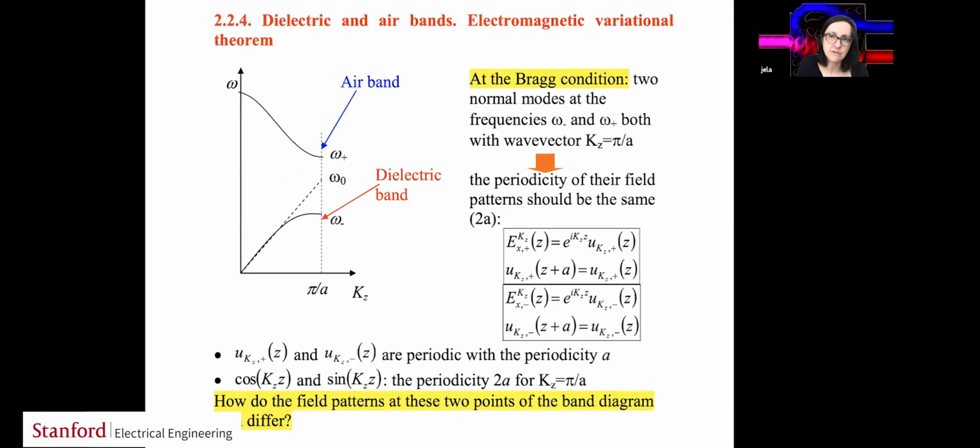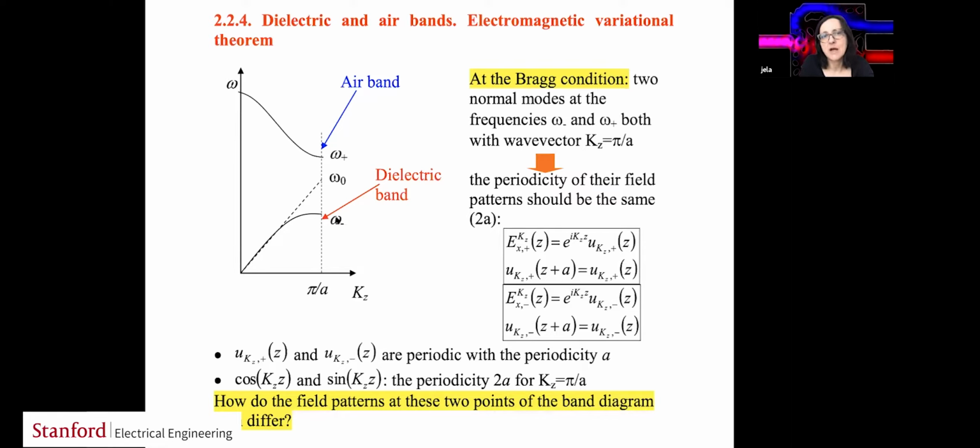And the other thing that we started at the very end of the class last time was this discussion of the dielectric and air bands. How do Bloch states differ at different points of the band diagram, because they have periodicity that is dictated by periodicity of the structure and also by the k point that they correspond to. In this particular case, we were looking into Bloch states corresponding to k equal to pi over a point, which is the edge of the Brillouin zone.